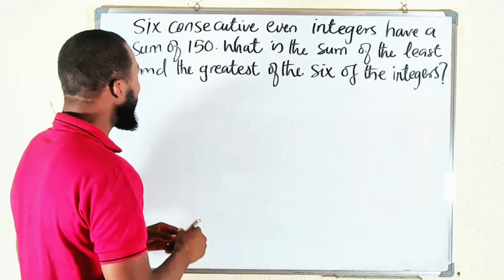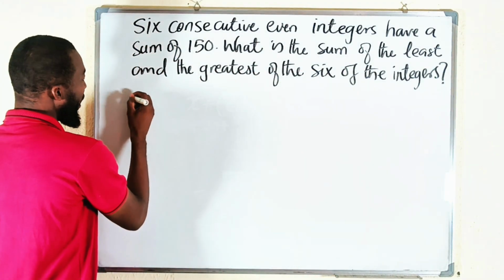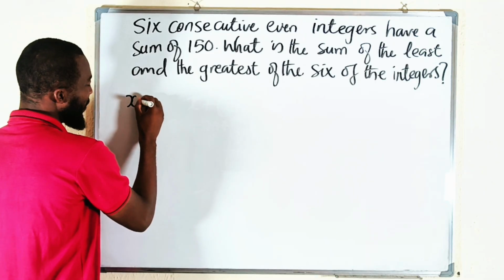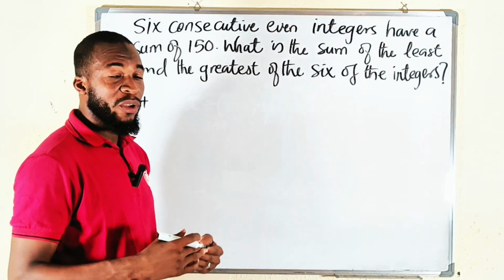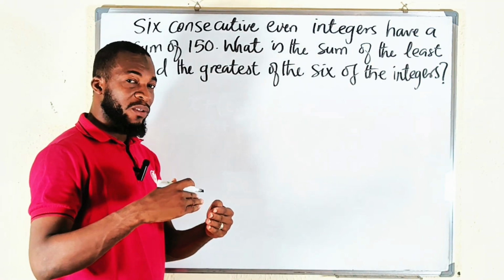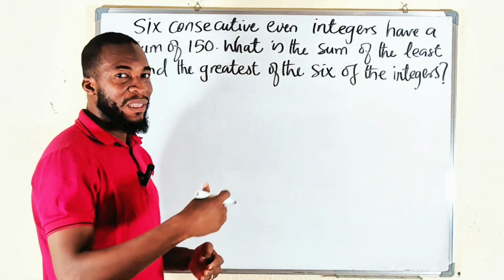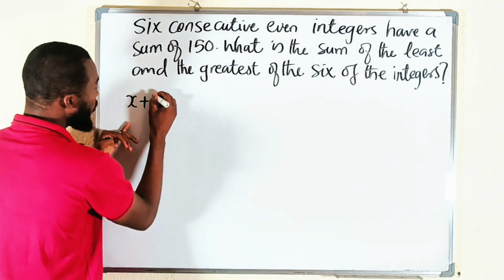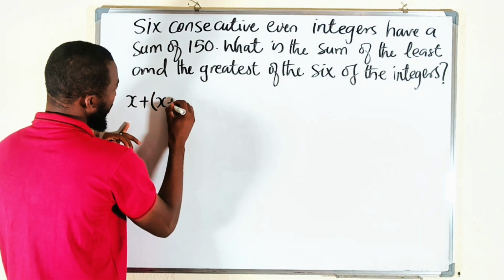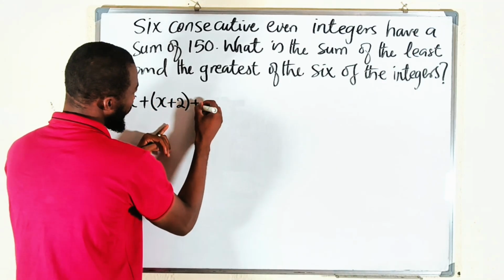Since we don't know the least of them, let us declare it with x. If the first one is x, what will be the second one? Because we are talking about consecutive, thus that follow each other accordingly. So the next one will be x plus 2. Just keep on adding 2.